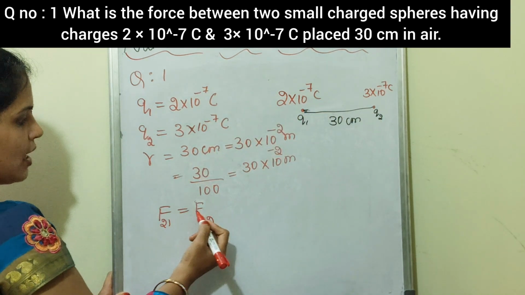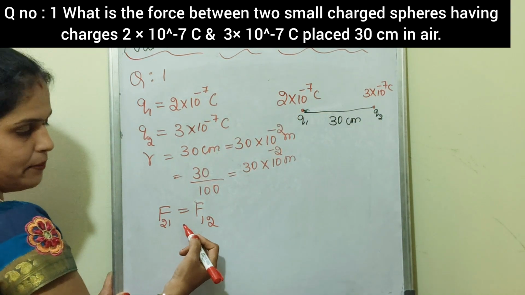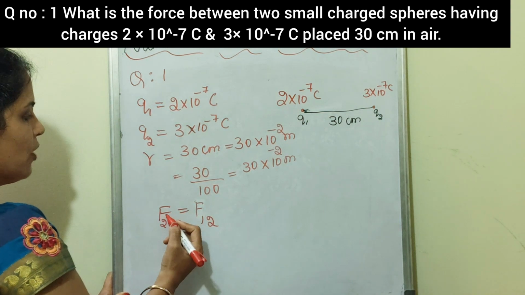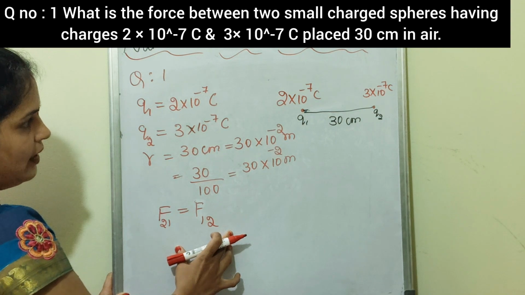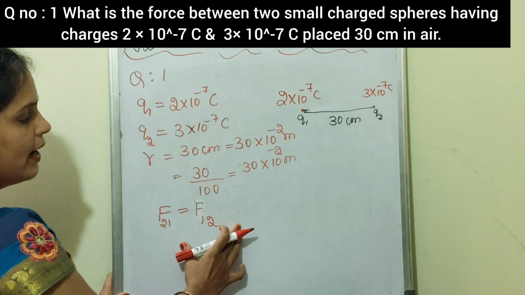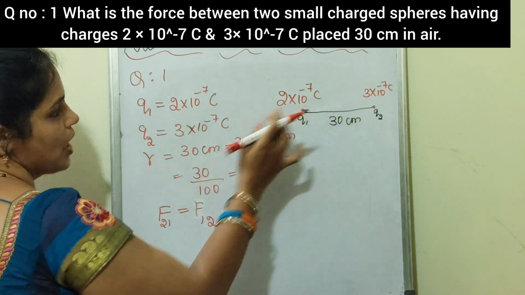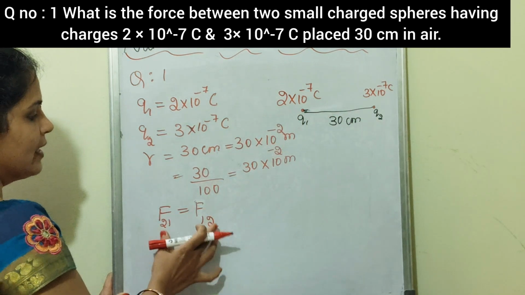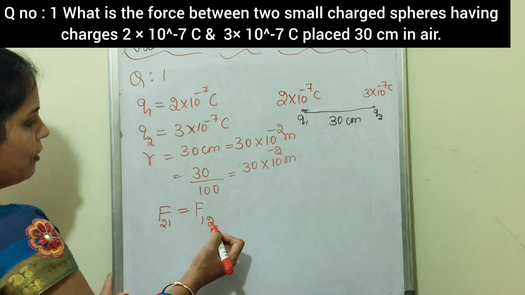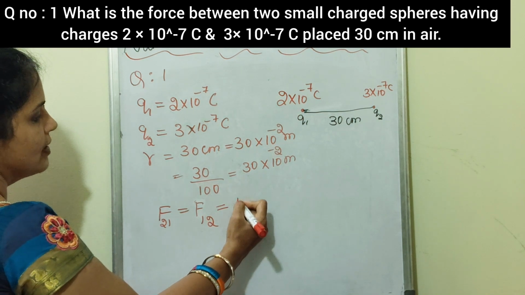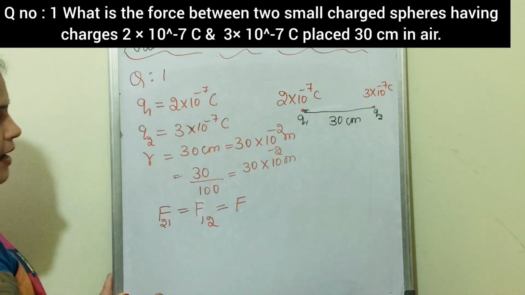The force between two charged particles is always the same. You are calculating the magnitude of force here, so direction is not required. In this problem, they asked to find only the force between two charged particles. The magnitude is enough. So F21 and F12 are both the same, so let us consider it as F.